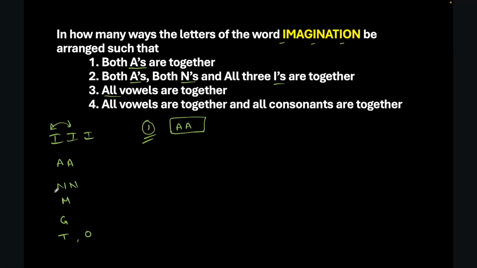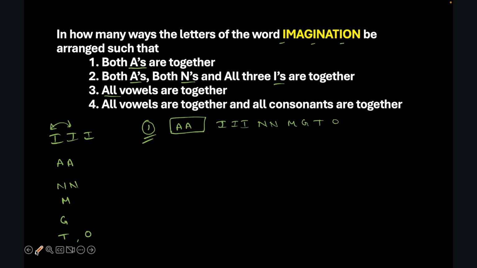Same goes for the A's. We don't really care how A's are arranged. They're the same thing, right? It would have mattered if they were books, because books can be distinct. But letters are always identical if there are multiple of them. So we have 2 A's, 3 I's, 2 N's, M, G, T, O.